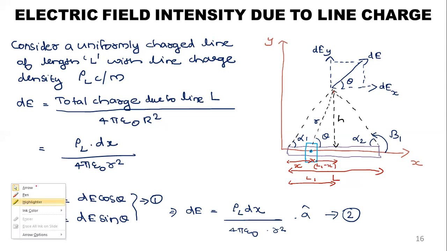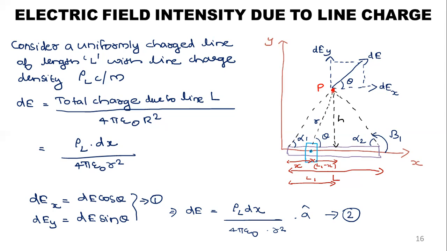We need to find the electric field intensity due to this line charge at a point P. As usual, we will consider a small length dl in the entire length L. I have represented that small length dl using the sky blue color. The purple color is the entire length and the blue color is the small length.